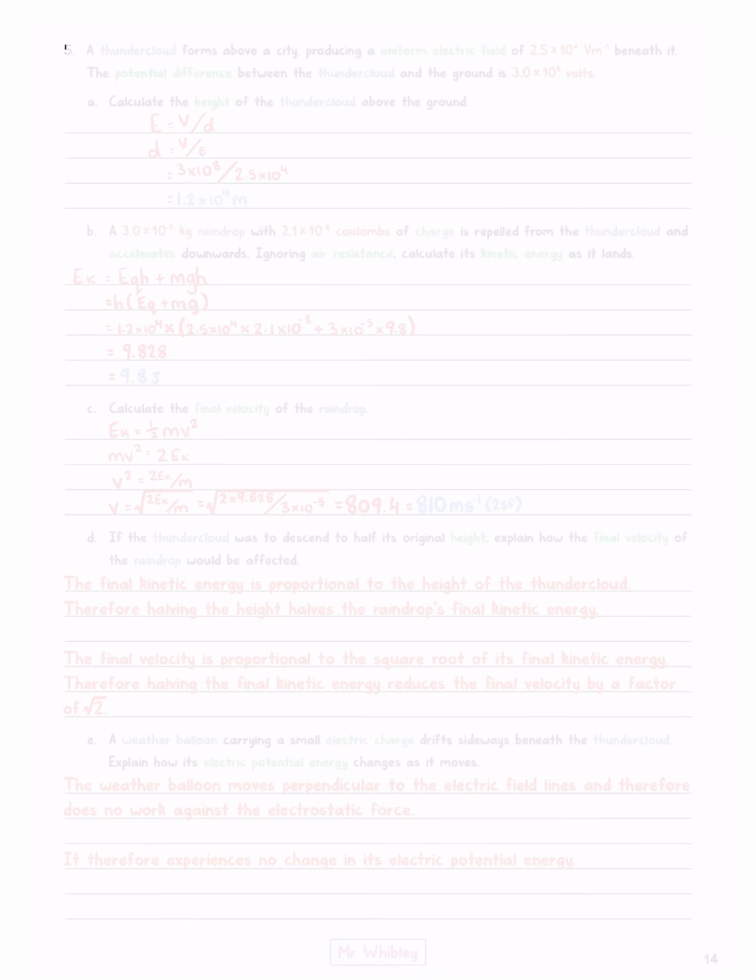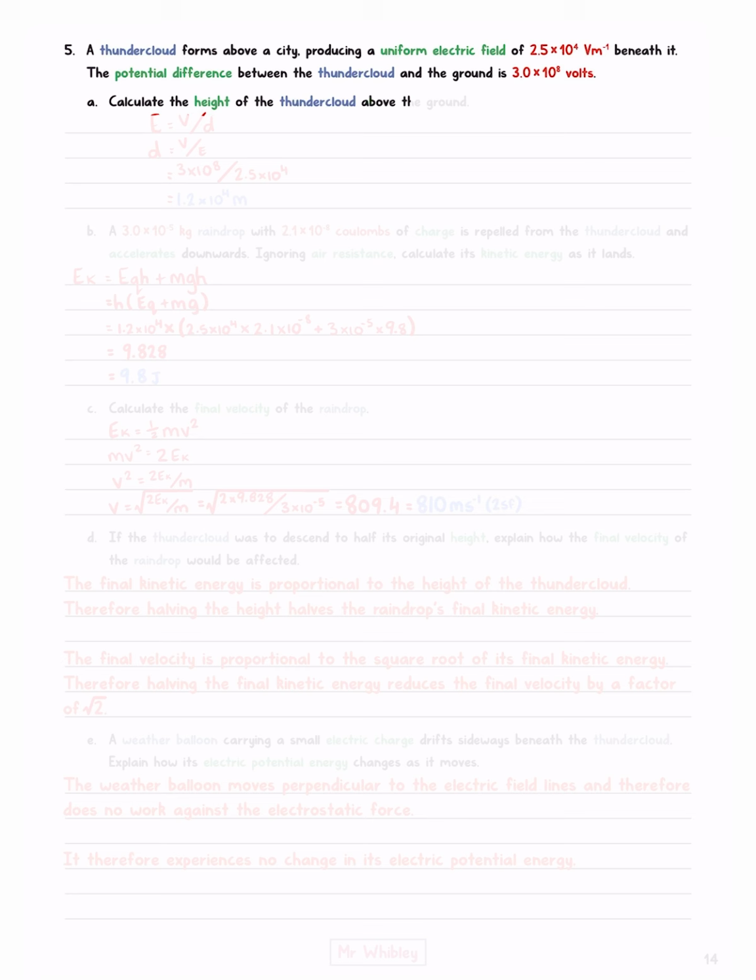Question 5. A thundercloud forms above a city, producing a uniform electric field of 2.5 times 10 to the 4 volts per meter beneath it. The potential difference between the thundercloud and the ground is 3 times 10 to the 8 volts. Calculate the height of the thundercloud above the ground.